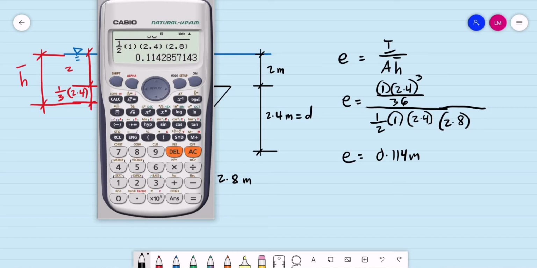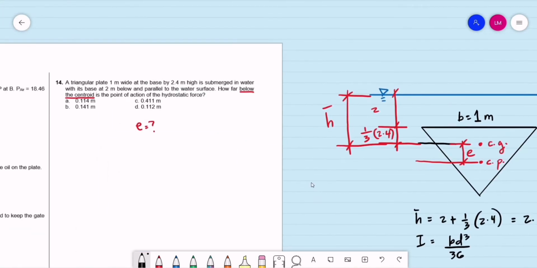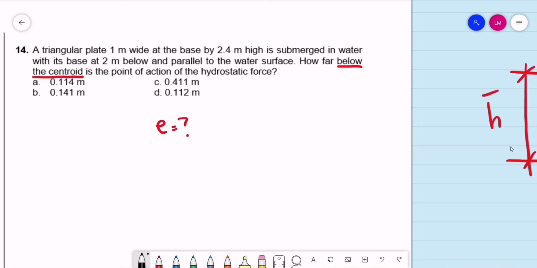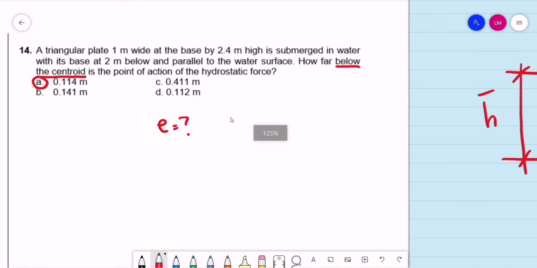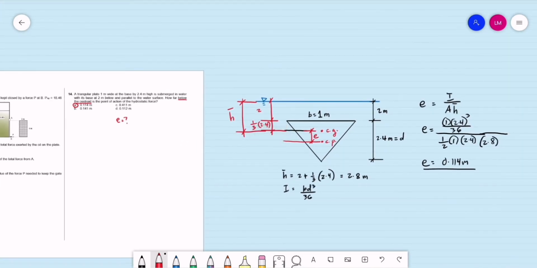Okay, 0.114 meter. So check natin kung meron tayong value nito sa choices. For problem number 14, 0.114, that will be letter A tayo. So ito yung solution natin sa problem number 14. Lumabas na rin ito one time sa board exam.